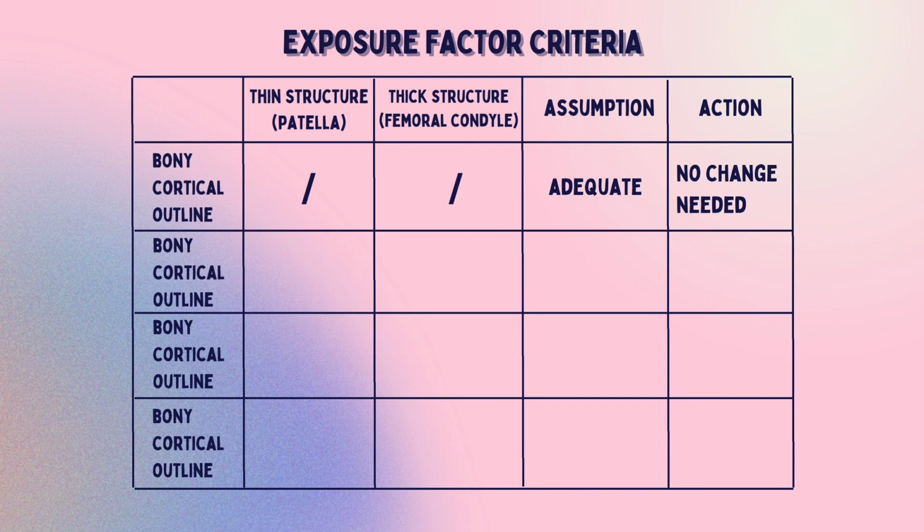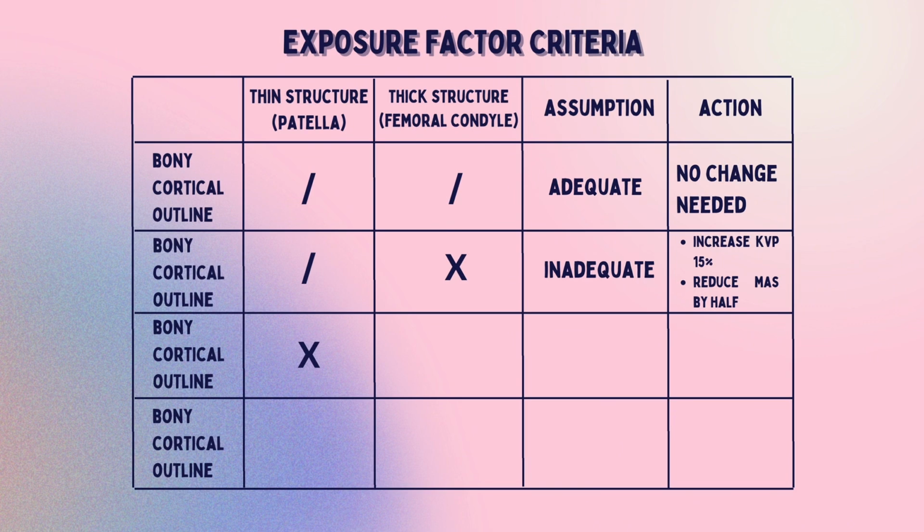However, if the bony cortical outline for the thin structure, which is the patella, is visualized, and the bony cortical outline of the thick structure, which is the femoral condyle, is not visualized, then it means the penetration, or the kVp used for the radiograph, is inadequate. Therefore, in this case, the kVp must increase by 15%, and the mAs must be reduced by half, to maintain the original density.